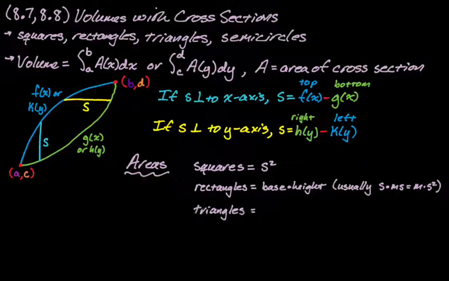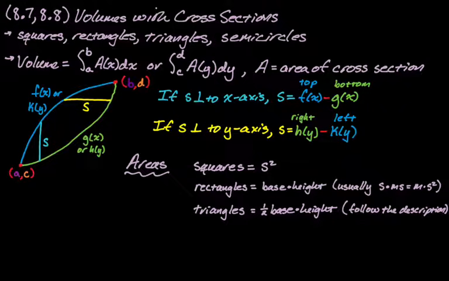All right, triangles, you got to just go with the description, right? So it's 1/2 base times height. But like what kind of triangle is it? Is it an equilateral right triangle? Is it an isosceles triangle? Is there such a thing as an equilateral right triangle? There is not. Is it an equilateral triangle? Is it an isosceles right triangle? Like, read the description. So they will describe it to you. You just have to work out how to do 1/2 base times height. What's the base? What's the height?